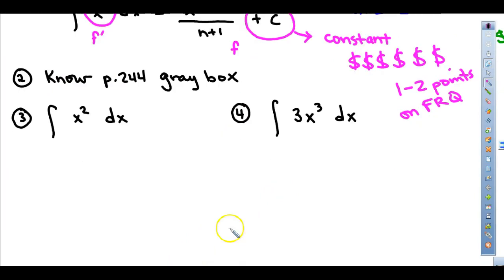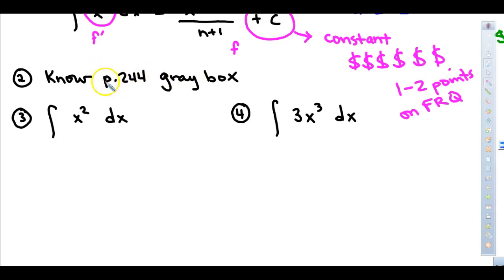All right, so second thing here is on page 244 in the gray box that's in your textbook, okay? In one column, it lists your differentiation rules that you've learned so far this year, and in the second column, it lists the integration rules that go along with the same kind of function, okay?